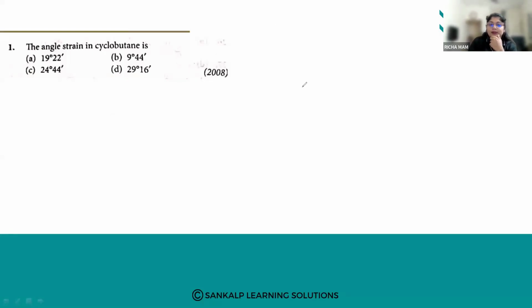Cyclobutane is a cyclic compound. So this is a cyclobutane. Butane means four carbons. Cyclo means in the form of a ring, in a cyclic ring. So this is cyclobutane. What is the angle strain in this cyclobutane? Anybody? This is a theoretical type of question.